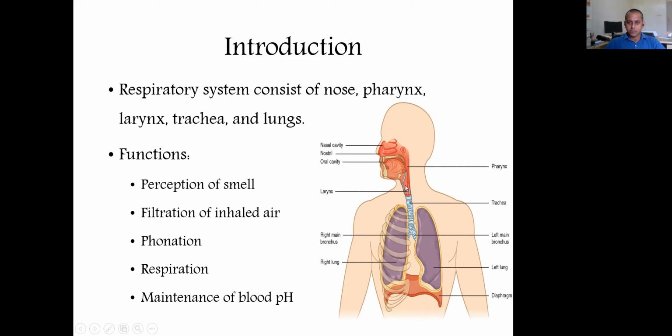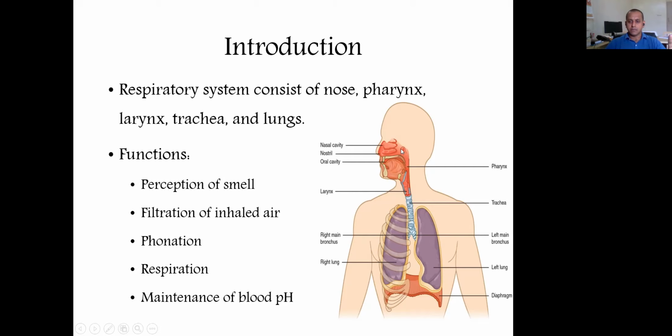Now this respiratory tract has the larynx, and this larynx helps in phonation, in the production of sound, right? And the alveoli present in the lung help in the exchange of gases. The oxygen and the CO2 are exchanged in the alveoli along with the capillaries. So this helps in respiration. Likewise, it helps in the maintenance of blood pH by maintaining the acid-base balance, right?